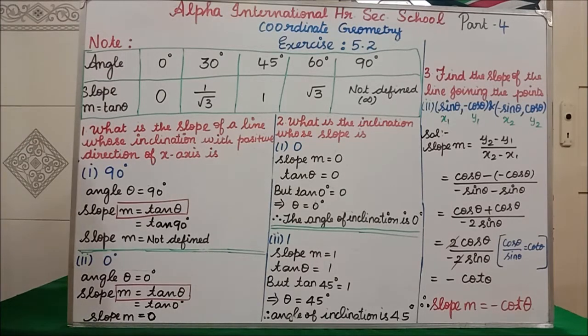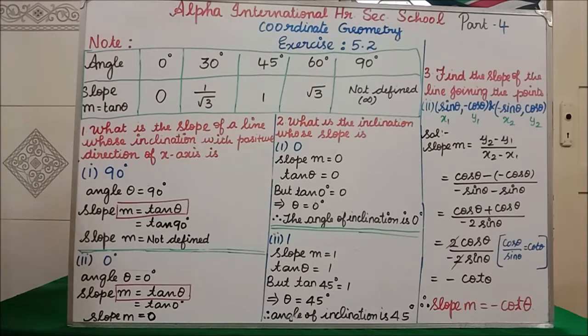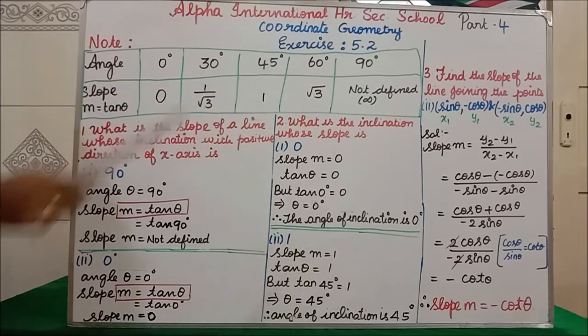What is the inclination? It means they are asking for this answer. This is the answer now. This is our question. Clear? What is the inclination whose slope is given? In the first subdivision, it is 0. Again, the slope m is equal to 0. Your slope, the value m equal to 0, they have given.